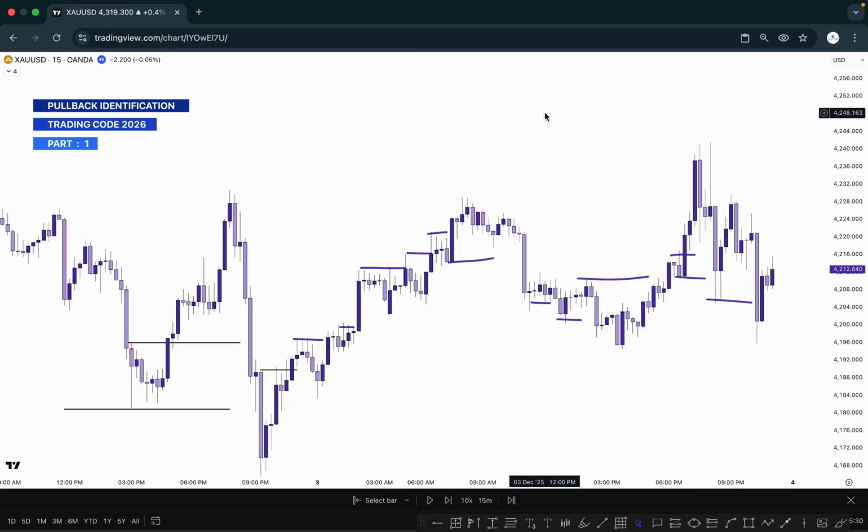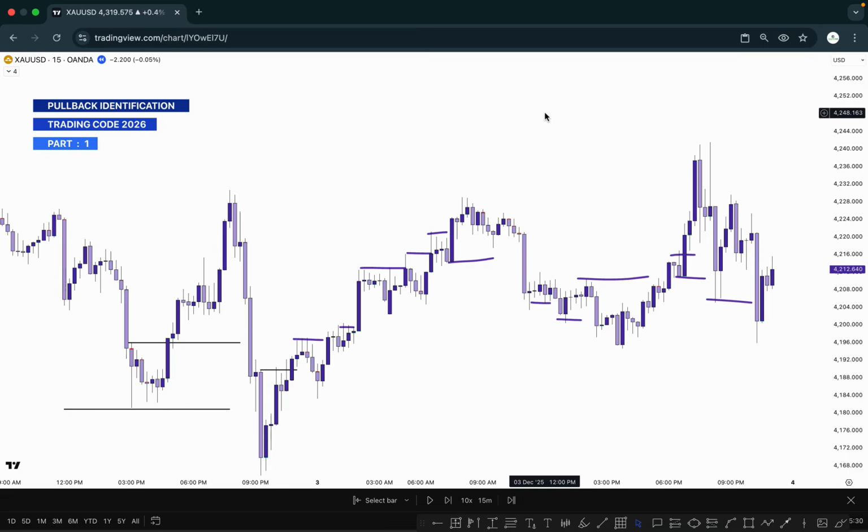I hope you learned in this chapter how we can easily identify a valid pullback in a bullish market and in a bearish market, what we need to understand, when a pullback becomes valid and when it becomes invalid, and where our major pullback and minor pullback are. If everything is clear to you, then you can move on to the next chapter, because this chapter is important for you.